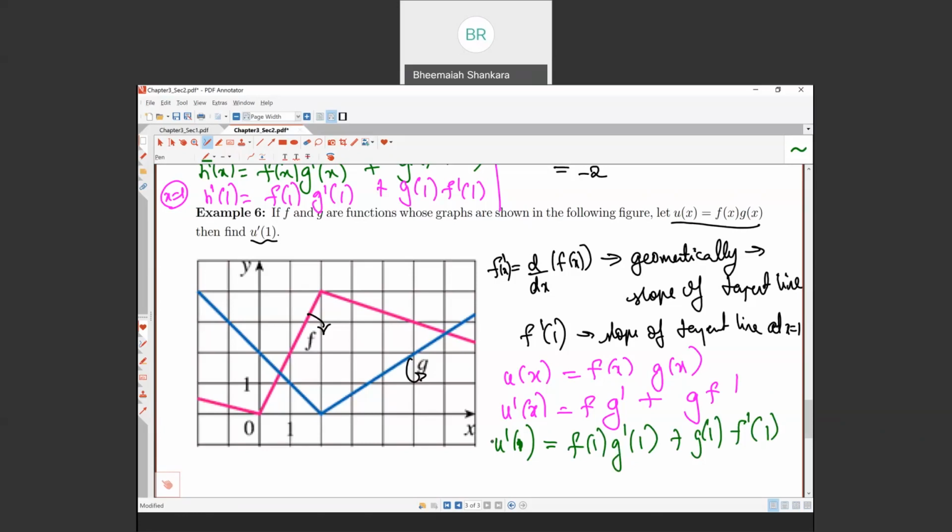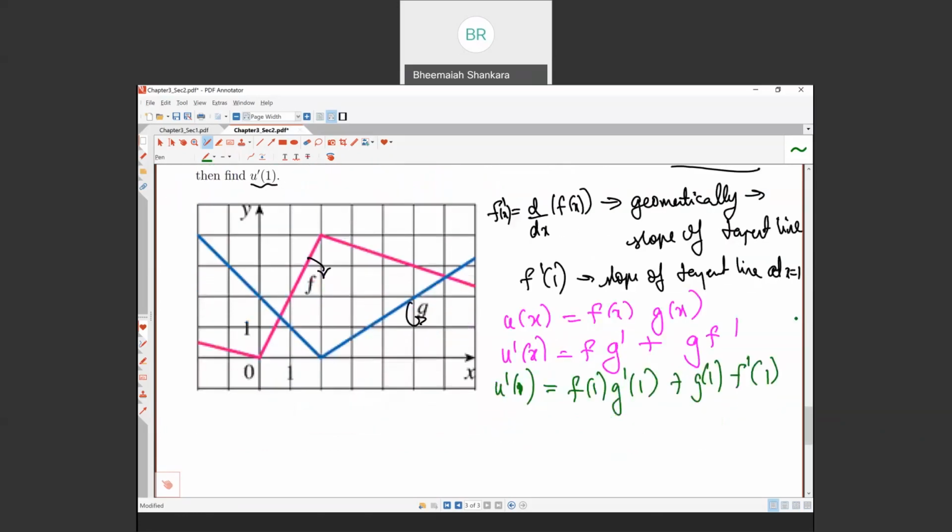Now you want to read the values from the graph carefully. So let's read it and identify the values. The value of the function f at 1, and the value of the function g at 1. Look at the pink graph. At 1, the value of the function is 2. So write 2. Look at the blue graph. At 1, the value of the function is 1.